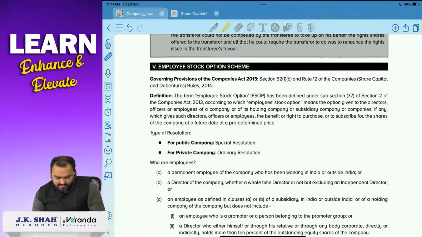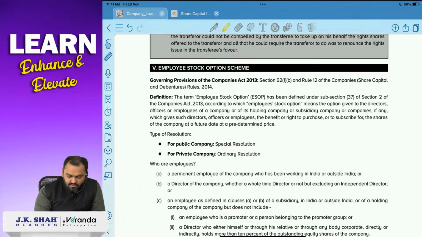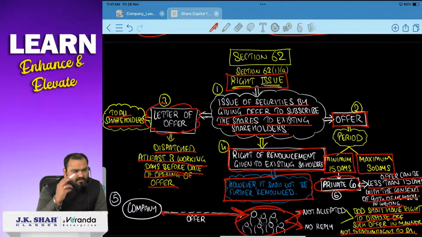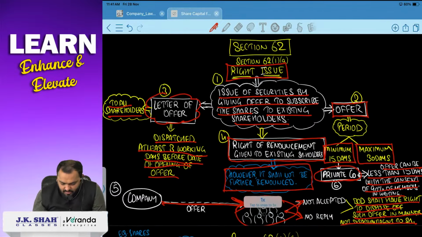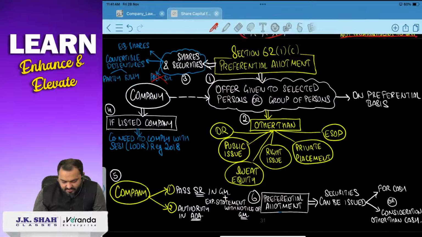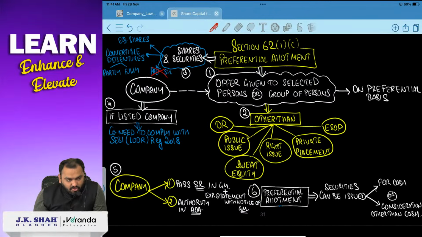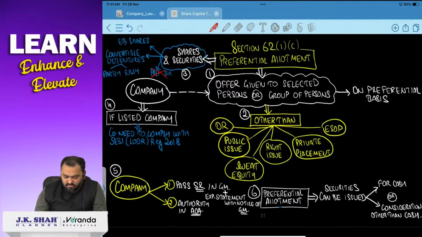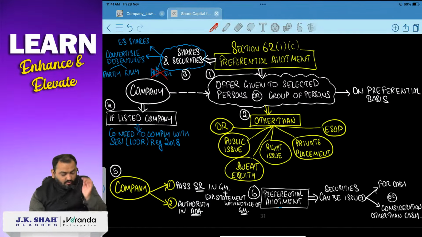See, the next topic is ESOPs. Anyways, we have less time, so you can read that and then read the module. Now after this rights issue, next we have first preferential allotment and then we have ESOPs. Okay, so what is preferential allotment?